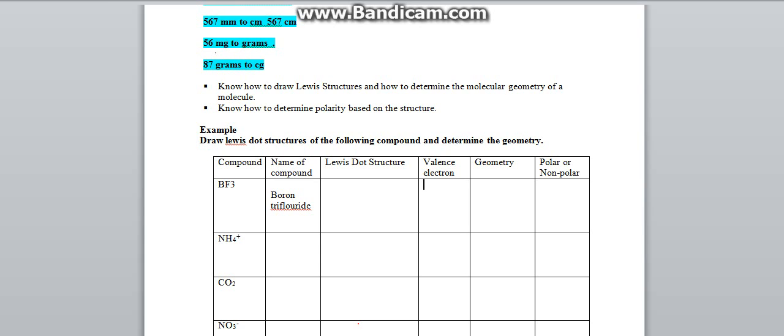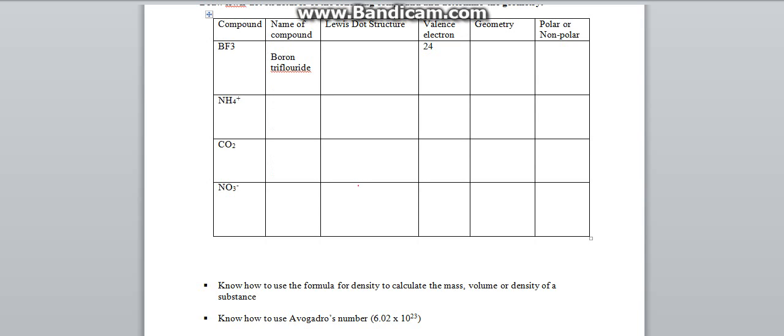Okay. There will be blood. There's three valence electrons on boron, and there's 7, so it's 24, because 7 times 3 plus 3 is, I don't know, I'm skipping so much.